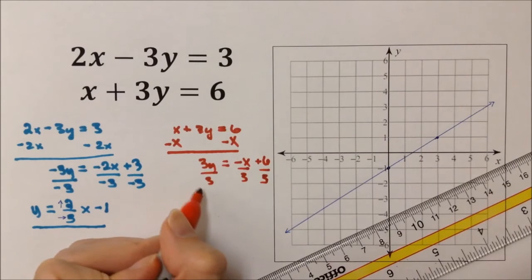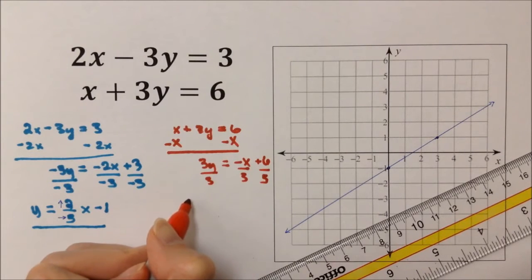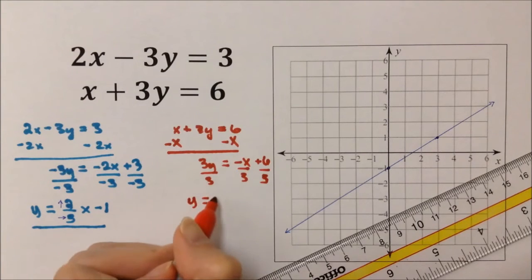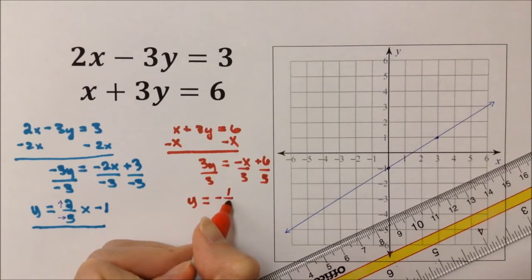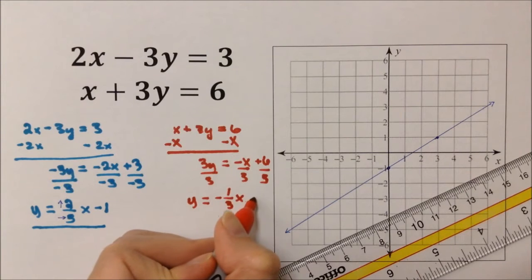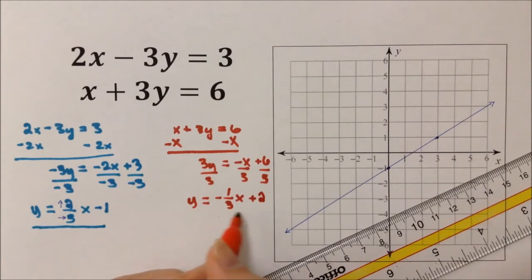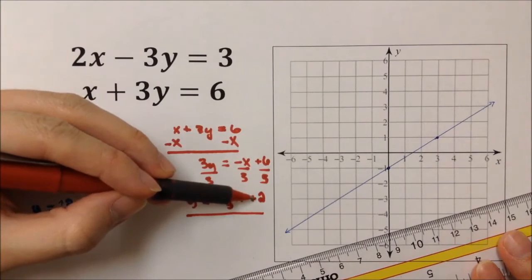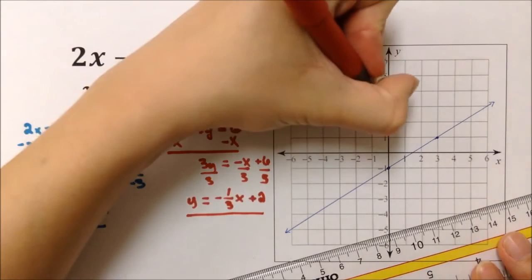So, dividing everything by 3, I'm going to have y equal negative x over 3, which is the same thing as negative 1 over 3x. And then positive 6 divided by 3 would simply be positive 2. So here's our second line: y equals negative 1 over 3x plus 2. Alright, graphing our second slope-intercept, our y-intercept will be at 0, 2. So it's going to be right here.